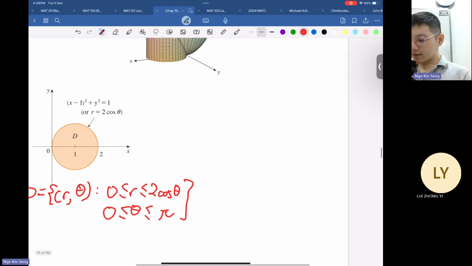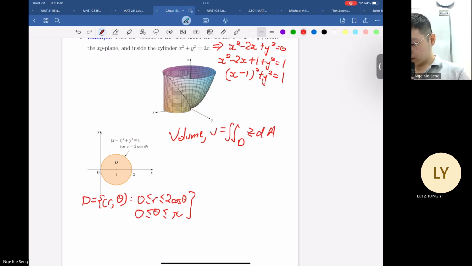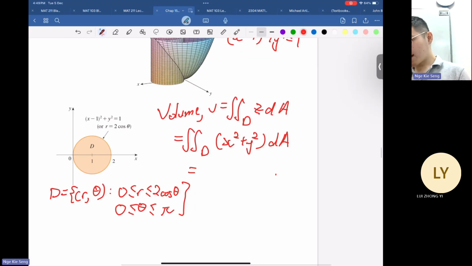Okay, so let's set up our double integral. We're going to use polar coordinates here. So to use polar coordinates, my dA becomes r dr d theta. And then how about my integration domain here? I fix my theta first from 0 to pi, and then my r from 0 to 2 cos theta.